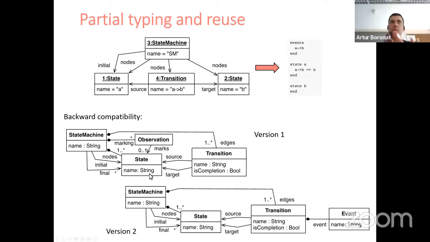In this example, we have the state machine metamodel, and in version 1, we have this observation concept. But let's say that we want to modify it and we remove this observation in order to just keep the syntax for defining state machines. Now if we want to check if version 2 is a refinement of the first version, it will fail because the observation is not there. So observation will be a concept that appears in the supertype complement.